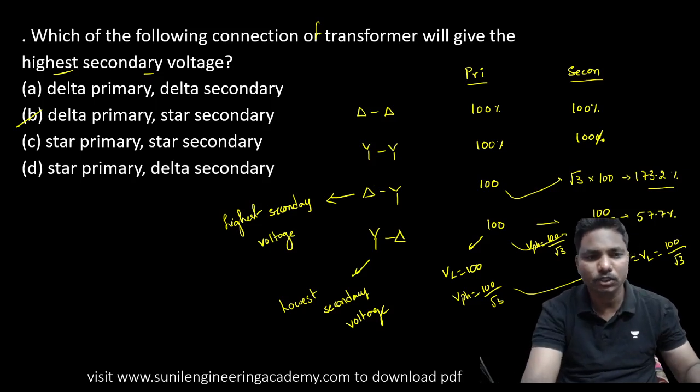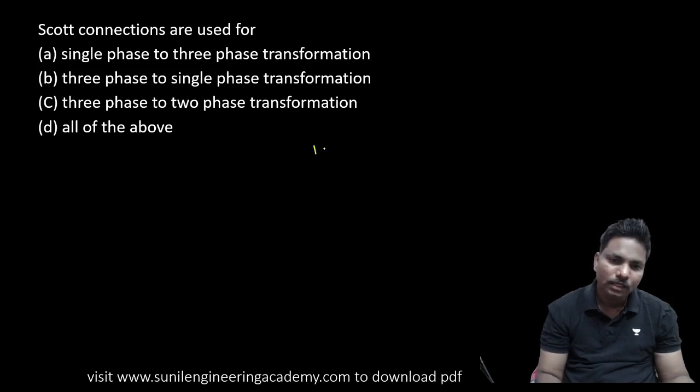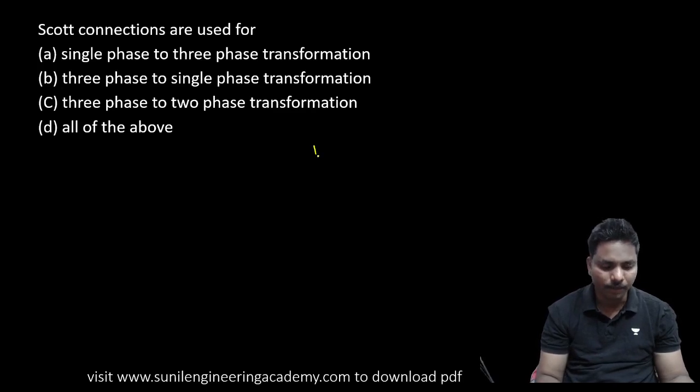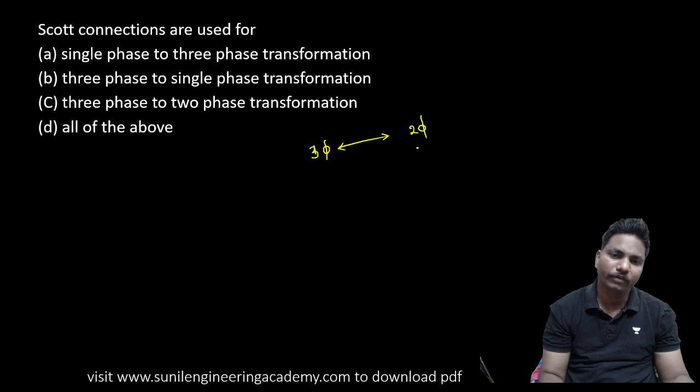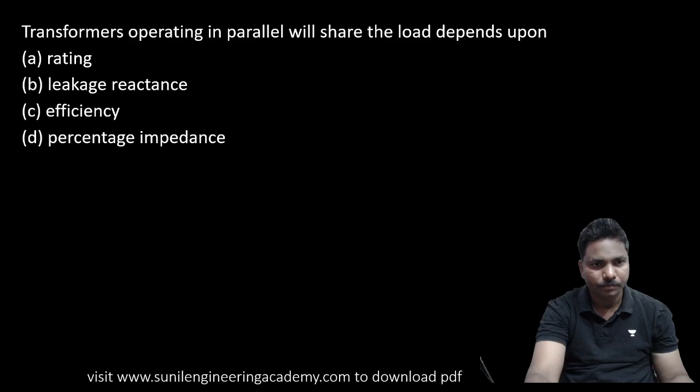Okay. Coming to the next question. Scott connection or VV connections, these are used for dash. This is used for phase to phase conversion, that is like 3 phase to 2 phase or 2 phase to 3 phase, vice versa. So the answer is option C.